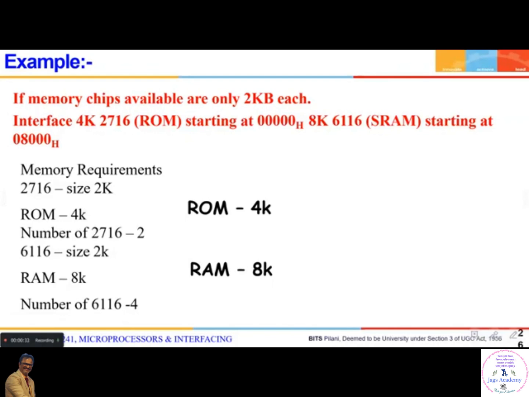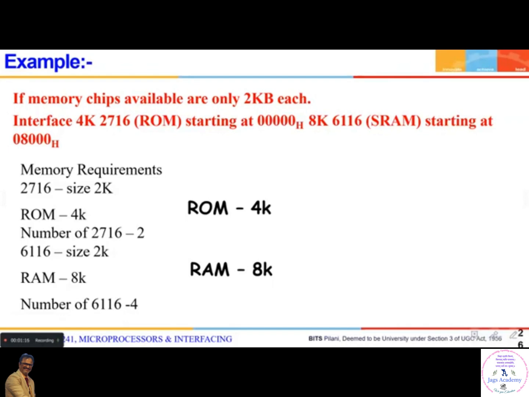The design says you have to interface a memory to the 8086 microprocessor. You have to interface 4K ROM and 8K RAM. The 4K ROM starting address is 0000H. The RAM starting address is 0800H. But the chips available are 2716 and 6116.